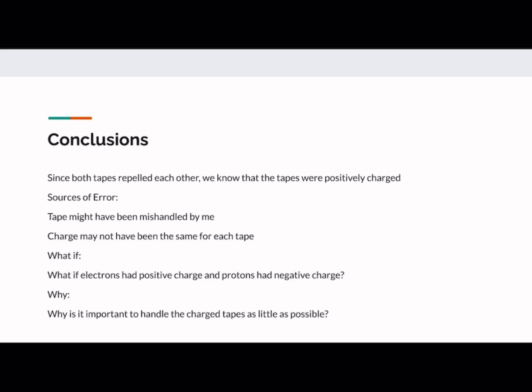And why is it important to handle the charged tapes as little as possible? That is because we don't want our hands or any neutral objects to affect the charge on the tape, because it could neutralize the charge and affect how it interacts.